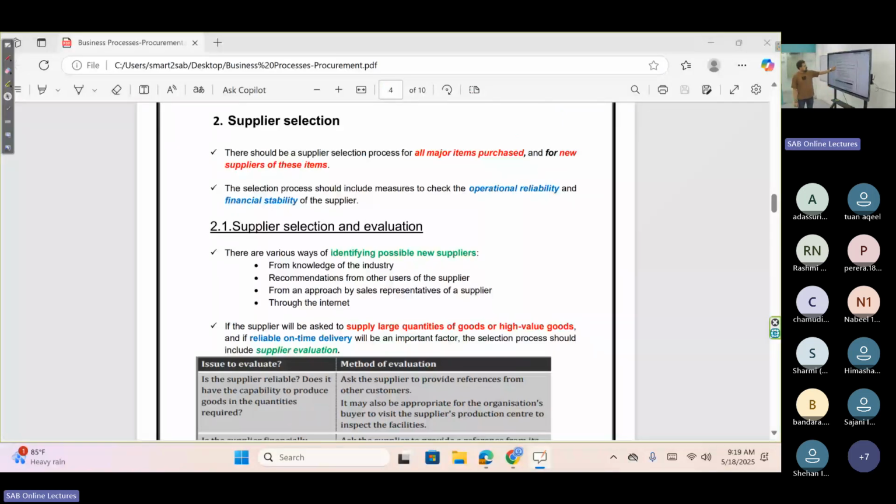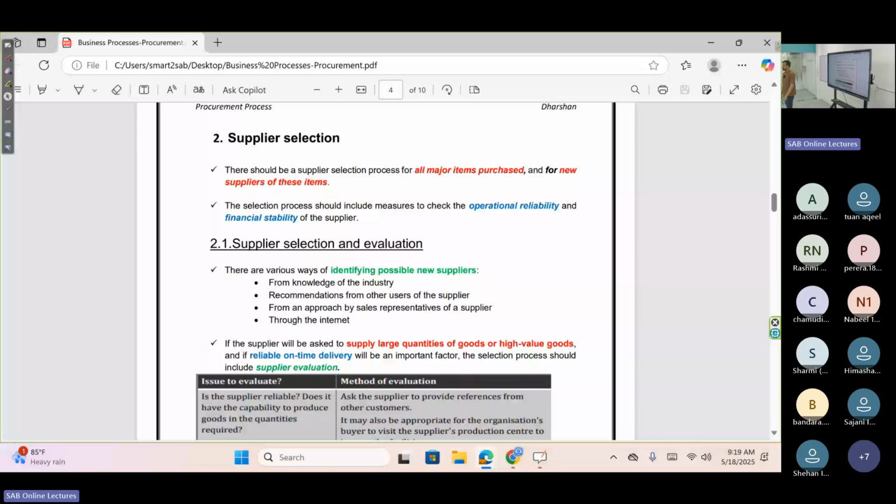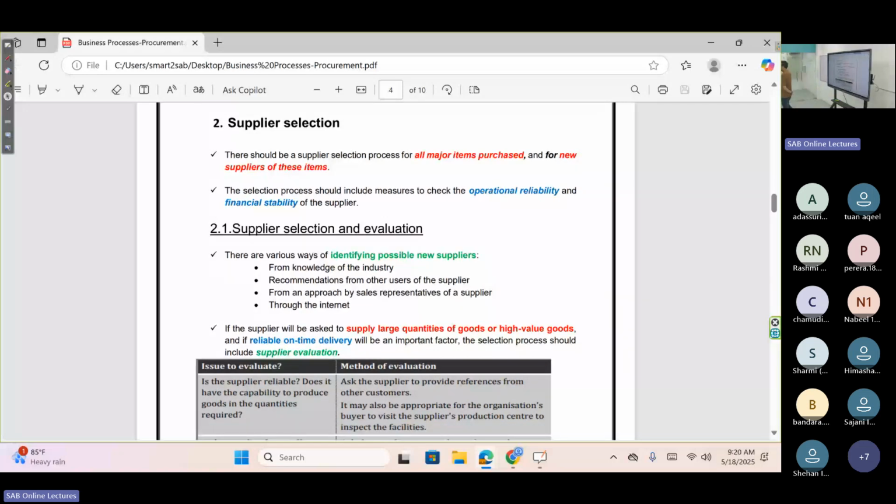When selecting the supplier, there should be a supplier selection process for all major items purchased, including new suppliers of these items. The selection process should include measures to check the operational reliability and financial stability of the supplier.